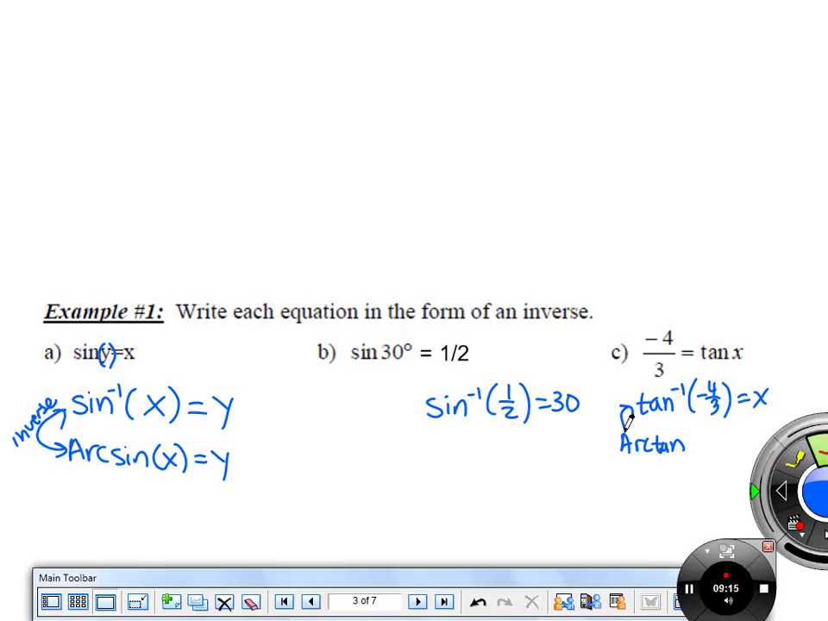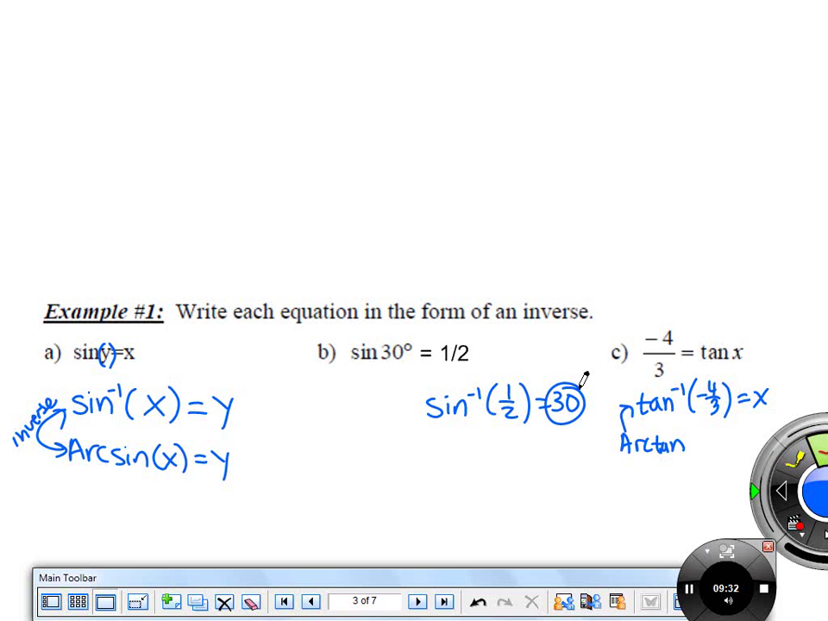So 30. And also 150, okay? 330 has -1/2 in the y coordinate spot, right? That's okay. Okay, so there becomes a problem with like, why is the answer 30?